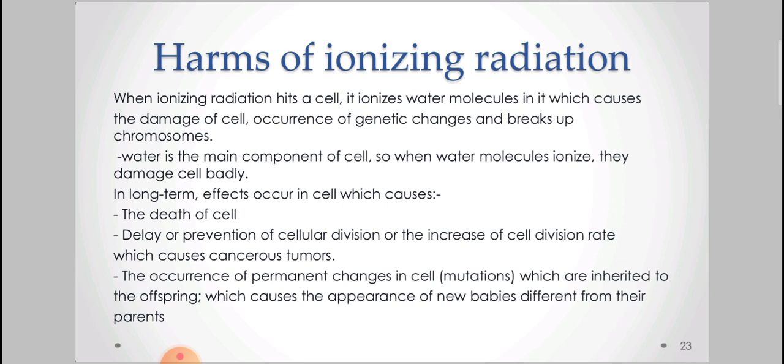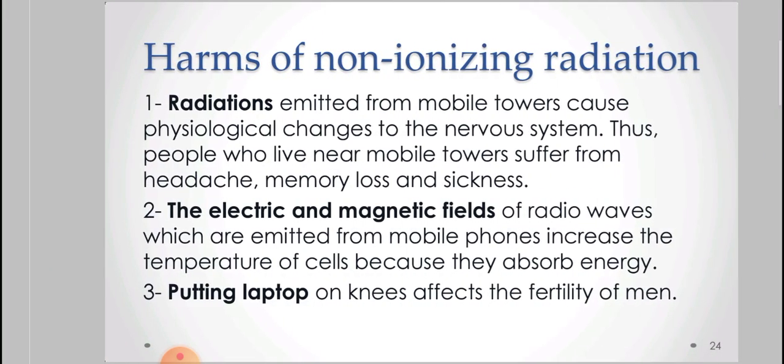In the long term, effects occur in the cell which cause the death of the cell, delay or prevention of cellular division, or an increase of the cell division rate which causes cancer tumors. Permanent changes occur in the cell, called mutations, which are inherited by the offspring, causing the appearance of new babies different from their parents.